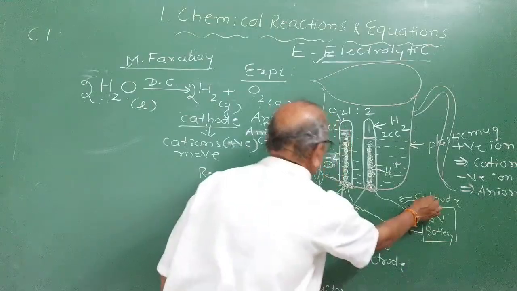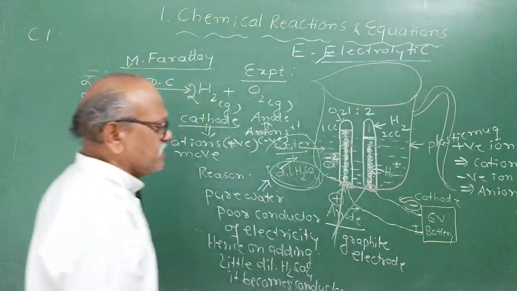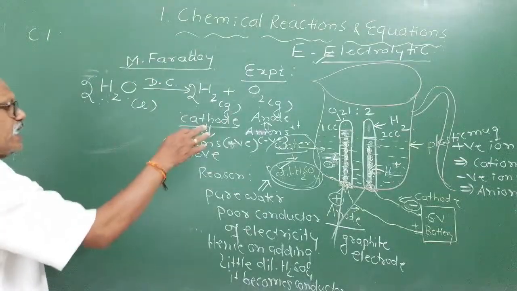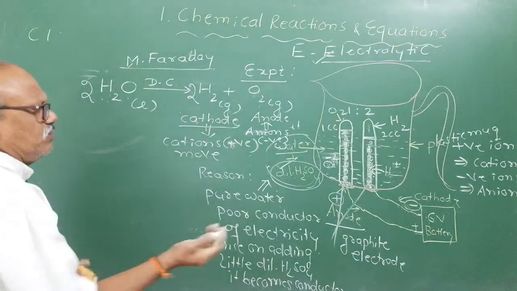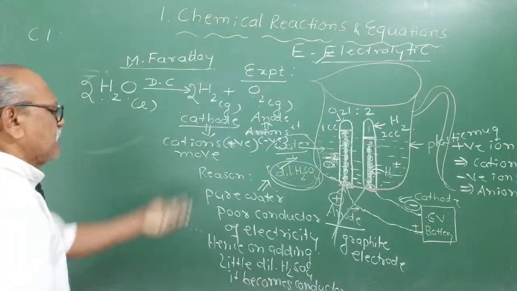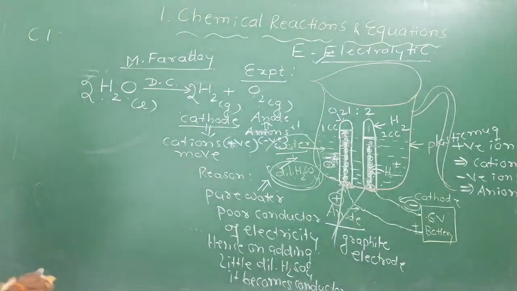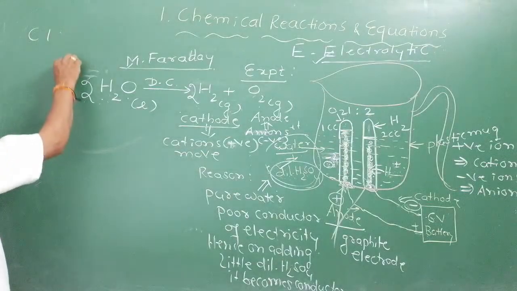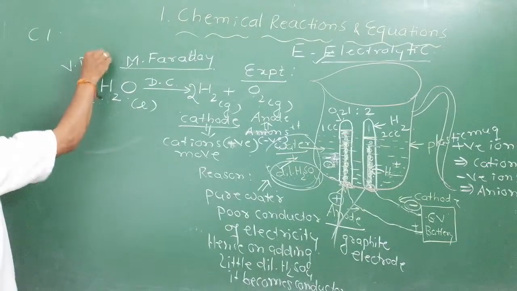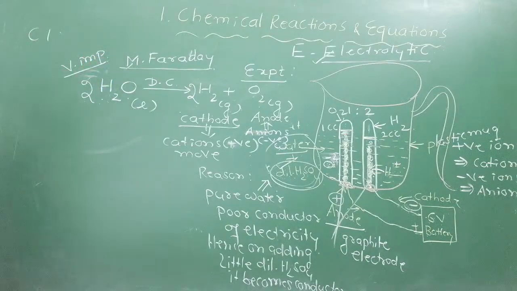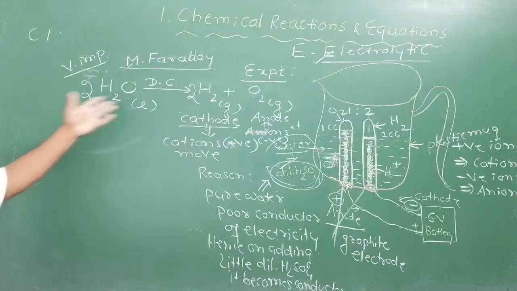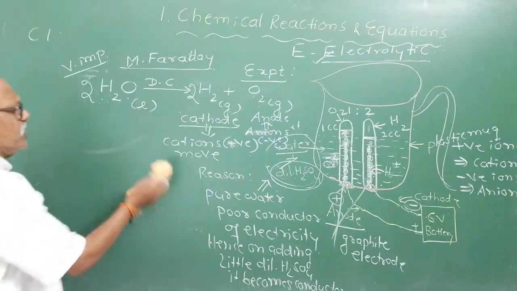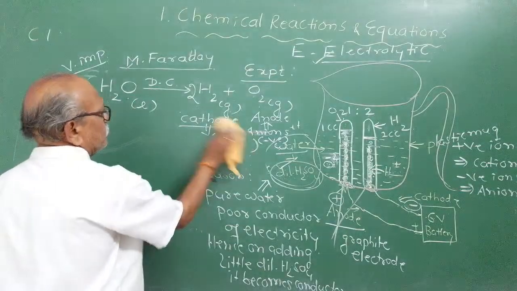Mention clearly cathode, anode, or whatever is asked. Draw any diagram, label the following parts. It will be a question generally asked in the exam, and it is very important as far as examination is concerned. Reasonings will be asked, right? So that is the decomposition of water. Similarly, we will take a few more examples, right?